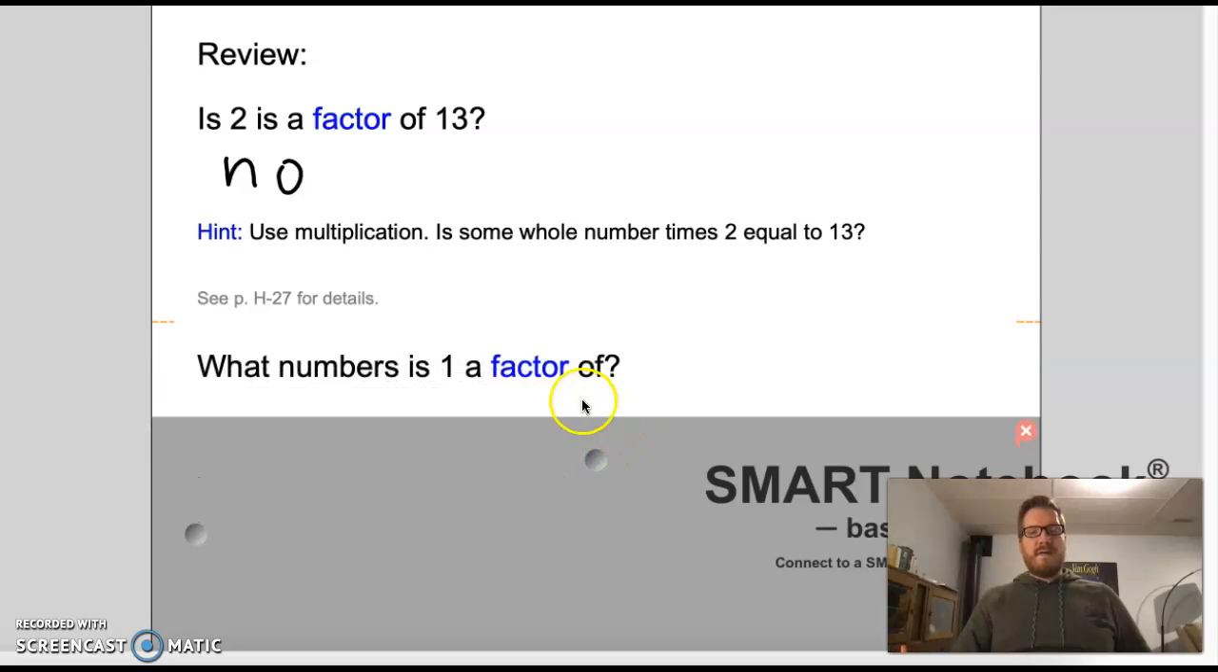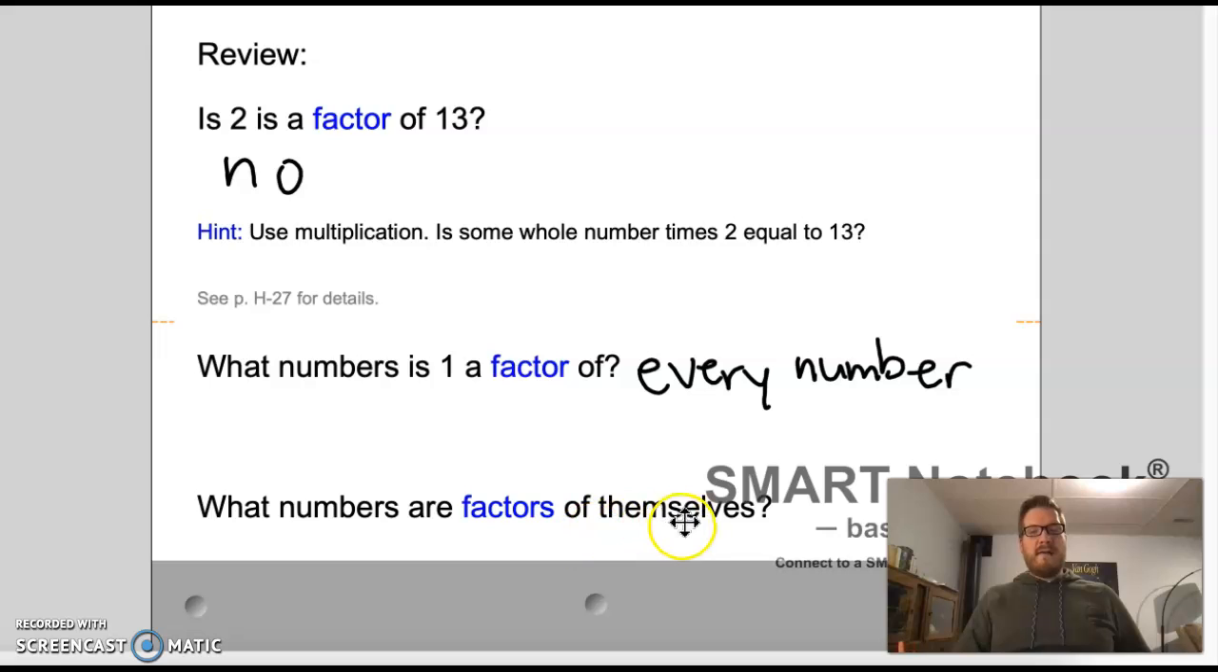The next part of the question is, what numbers is 1 a factor of? That's not a trick question, it's an actual question, but the answer to that is every number. 1 is a factor of every number. Okay, just a bit of good information to know.